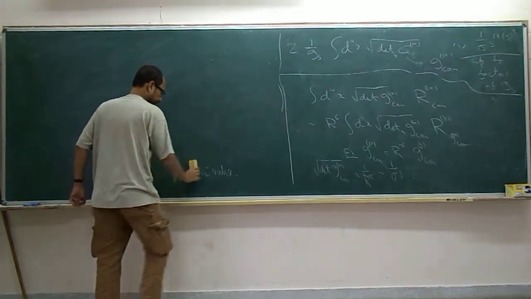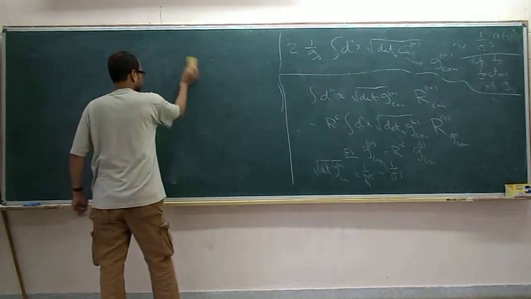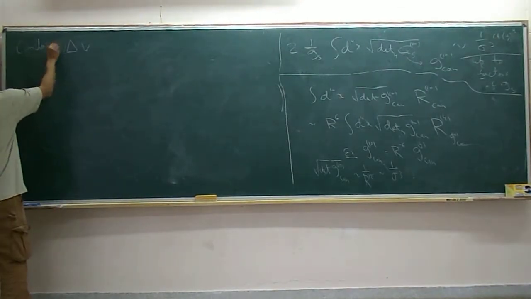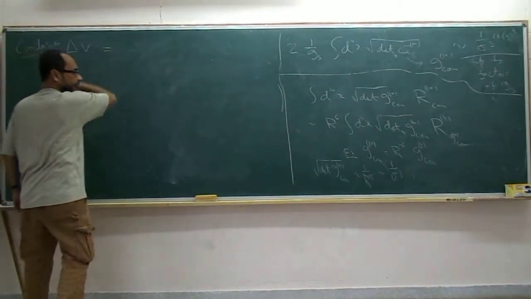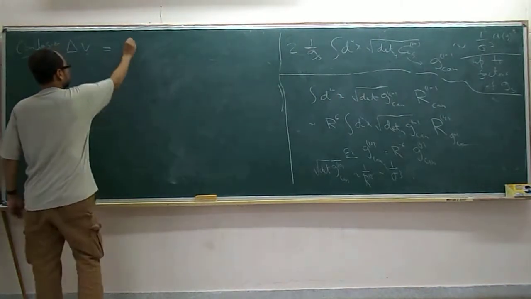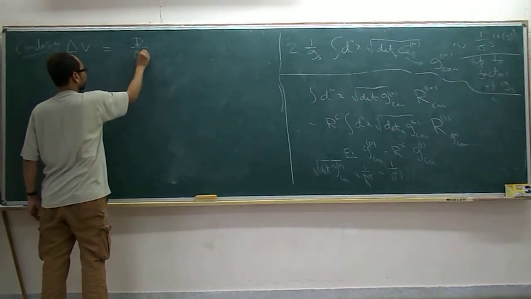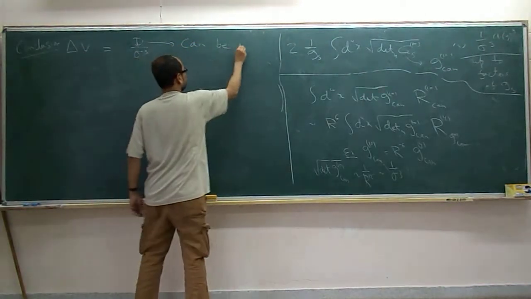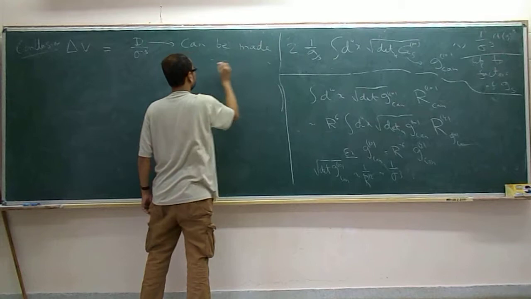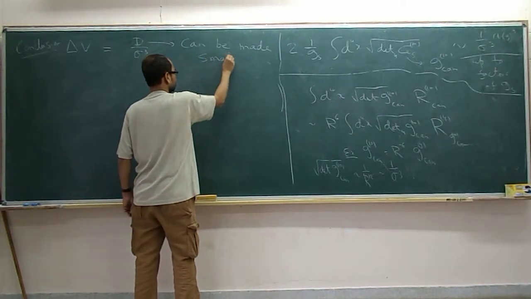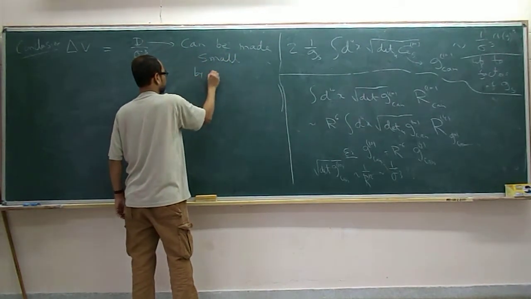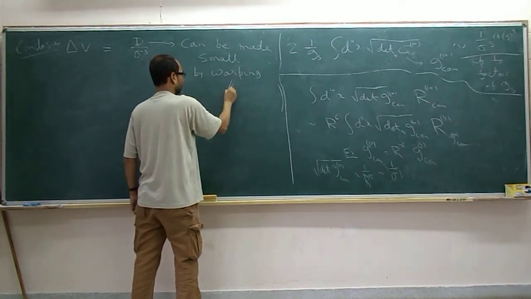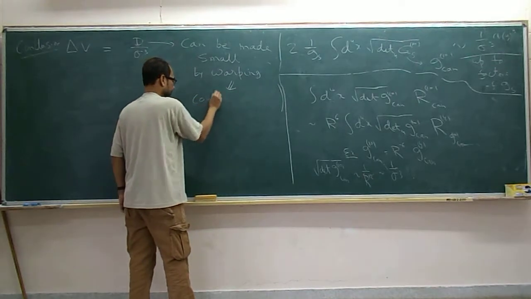No, I shouldn't have erased the potential, I have to write it again, doesn't matter. Okay, so delta V goes as some D over sigma cubed. D can be made small by warping. And again, this is controlled by fluxes.